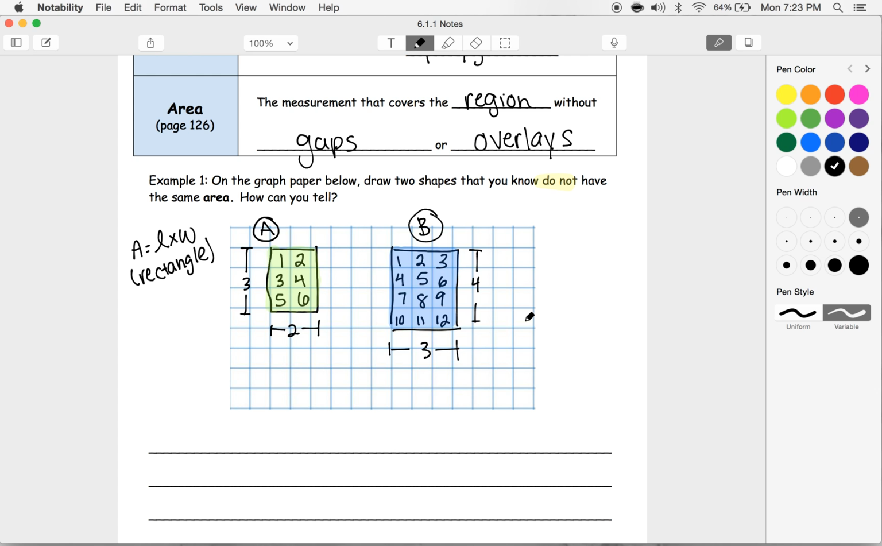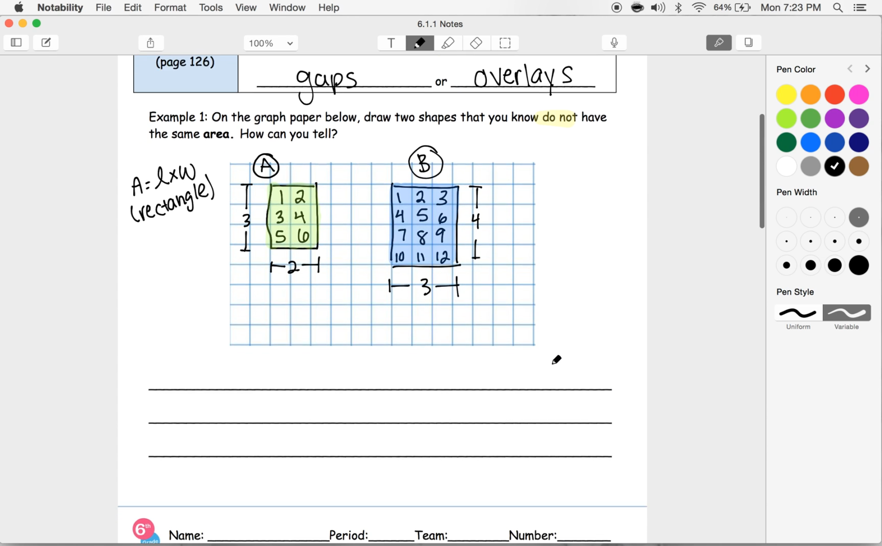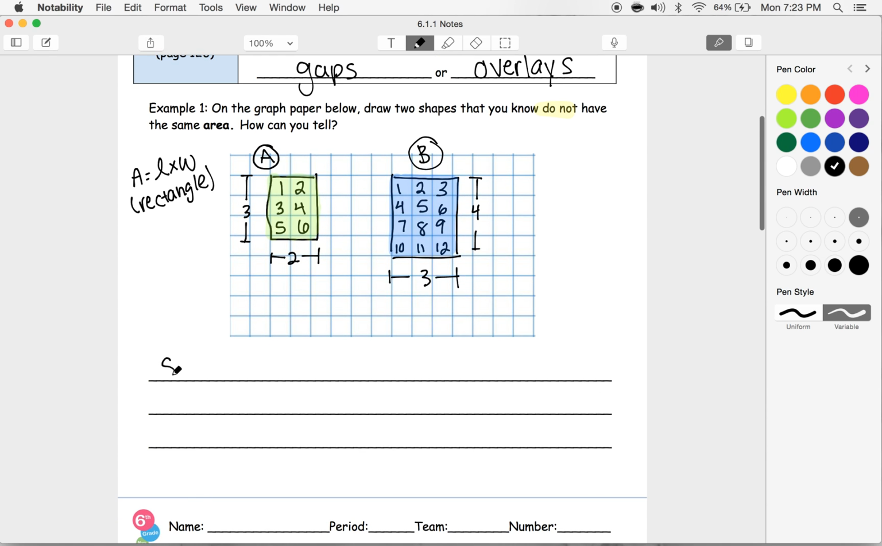So, what I'm going to say is shape A has 6 squares inside, while shape B has 12 squares inside.